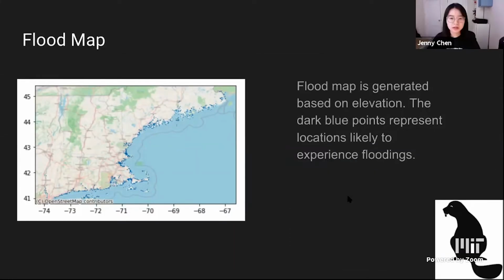Okay, so we created a flood map based on elevation. This map is used for flood projections, and each blue point represents a location that is likely to experience flooding. As can be seen, the flooded regions are mostly concentrated around the coast, and this information, along with the wind map, allows us to make evacuation plans because we can predict where the damages are going to be.